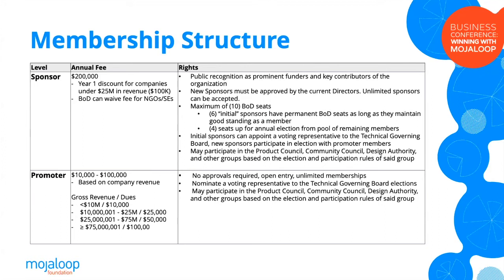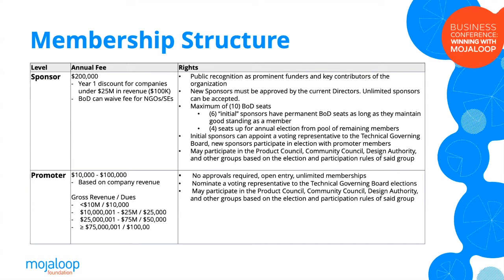And then the rights associated with those membership structures include at the sponsor level being able to have a seat on the board of directors. So we have annual elections and folks in the sponsor class are able to participate in the board activities. I will note that our initial founding sponsors have permanent board seats as long as they remain members in good standing, but that still leaves additional seats open for the pool of remaining members.